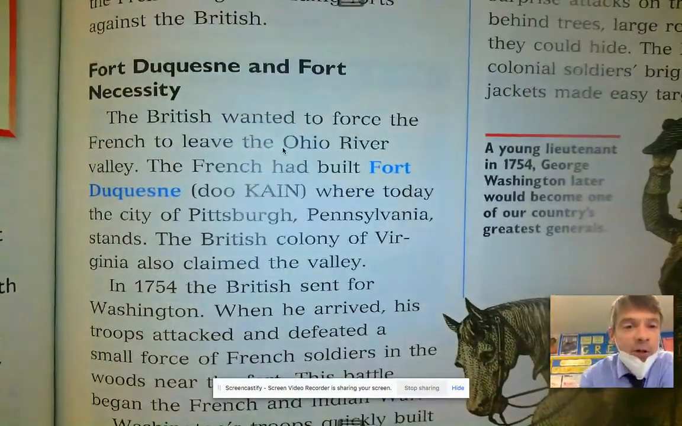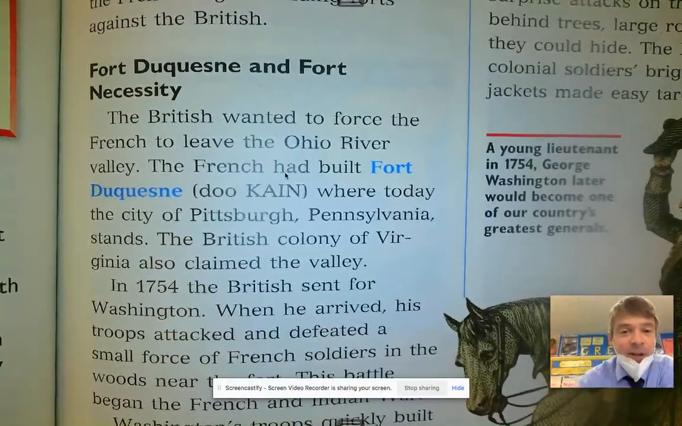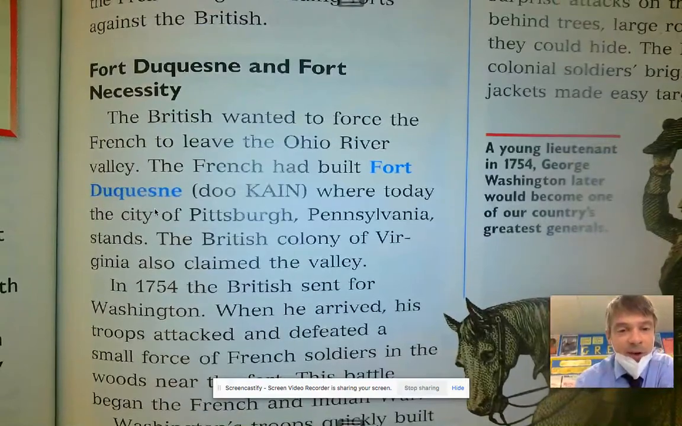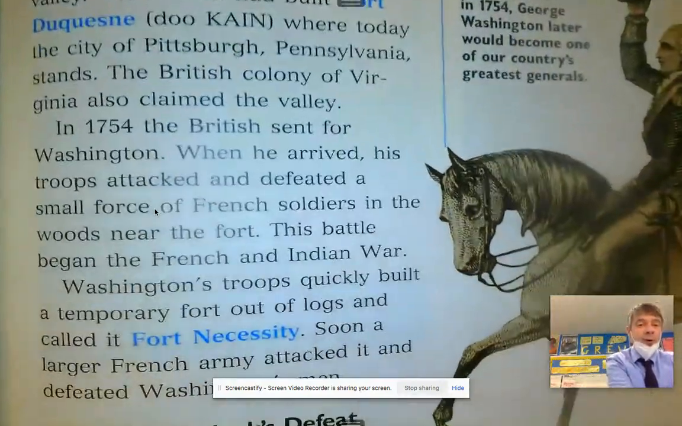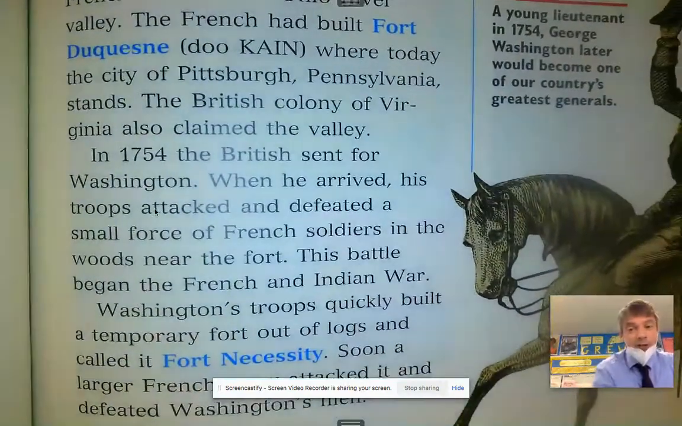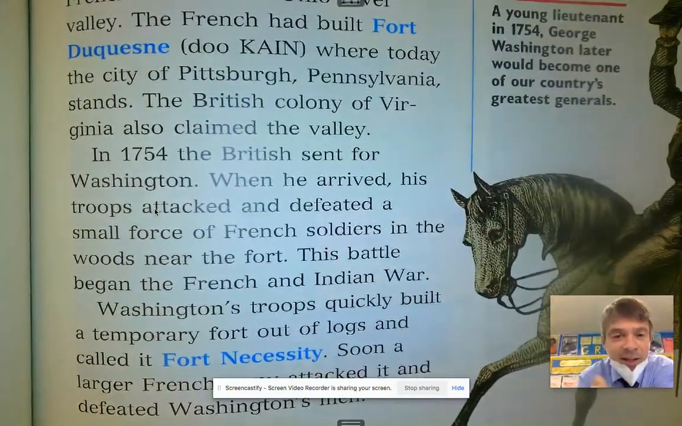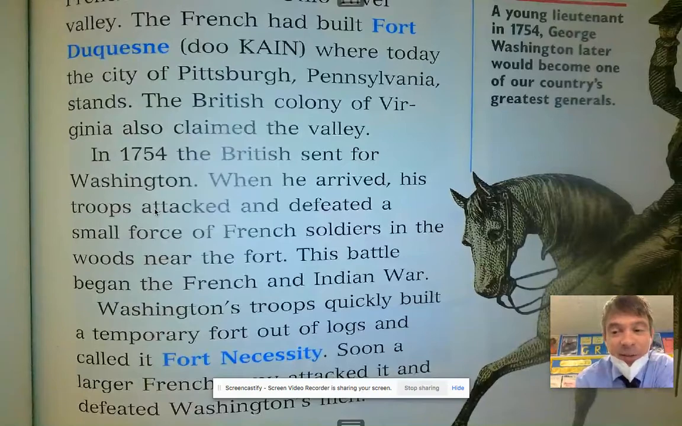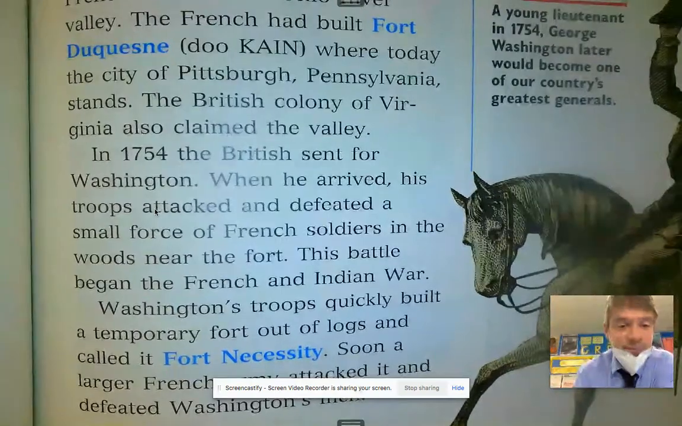The British wanted to force the French to leave the Ohio River Valley. So the British were like, we want to get France out of here. The French had built Fort Duquesne where today is the city of Pittsburgh, Pennsylvania. It's where it stands. The British colony of Virginia also claimed the valley. So Britain and France both want this land. In 1754, the British sent for Washington, meaning they sent for George Washington. He was a leader. They wanted him to bring soldiers. When he arrived, his troops attacked and defeated a small force of French soldiers in the woods near the fort. This battle began the French and Indian War. So when he showed up, they attacked the French, and then a war started.